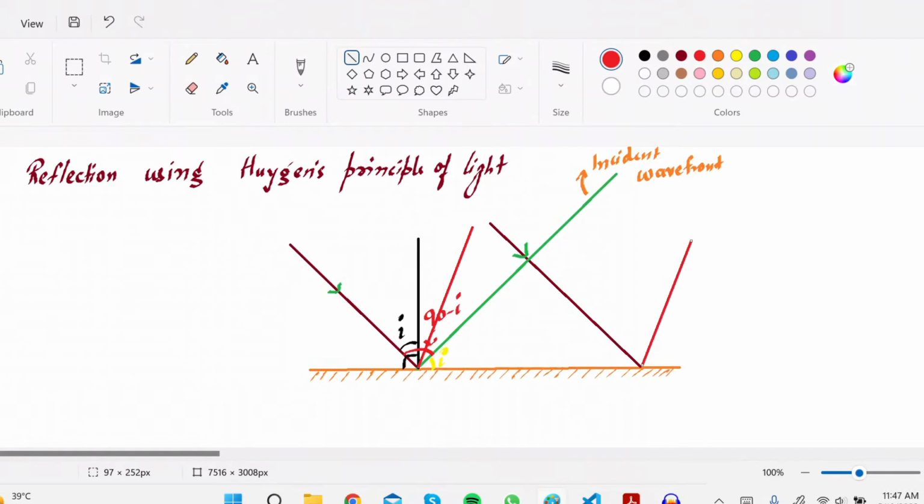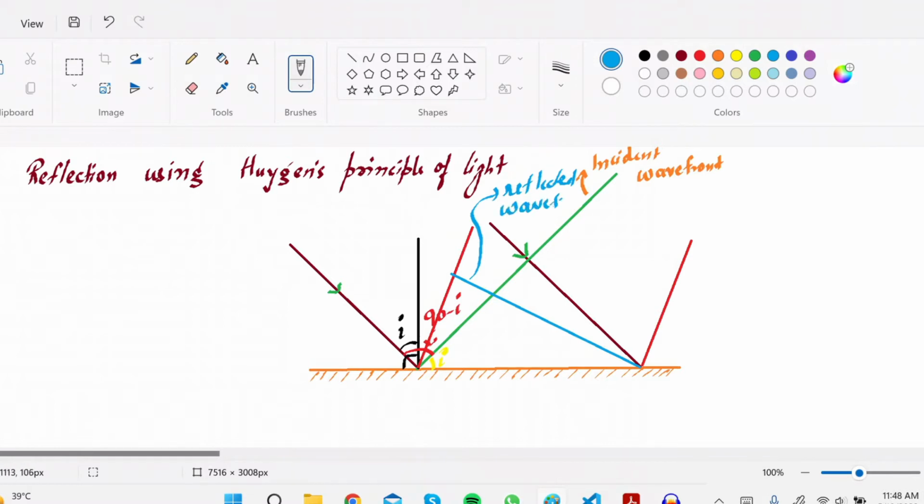If these two are the reflected rays, can we draw our first reflected wavefront? Yes, we can. Where will it be? Make a perpendicular to both the red rays. So if I make a perpendicular to both the red rays, it will look like this, 90 degrees to both the red rays. You can make it perfect if you want, like this. Yeah, this is better. So this blue one is our reflected wavefront. So let me write here, reflected wavefront.